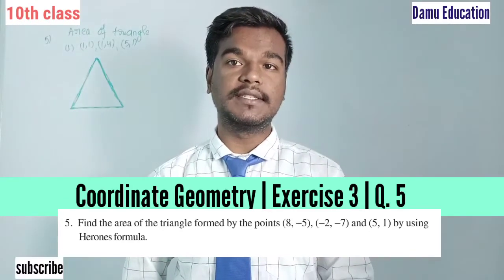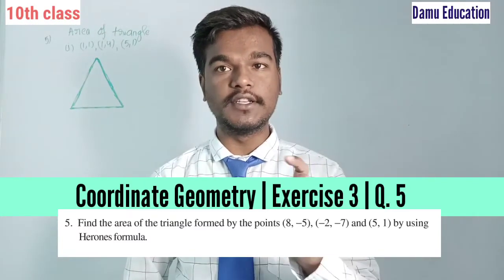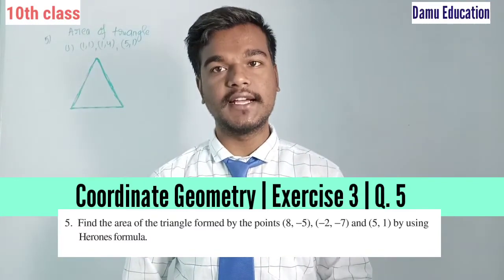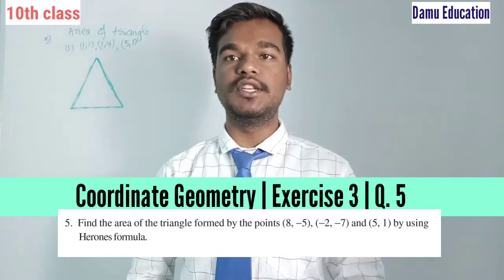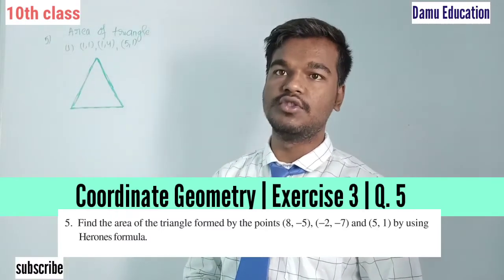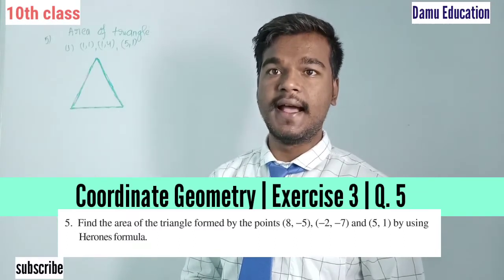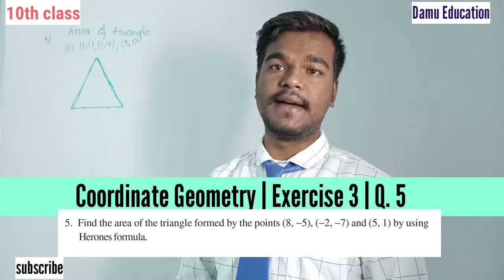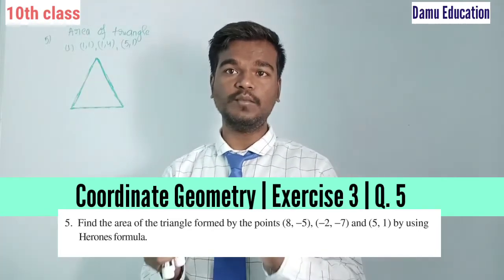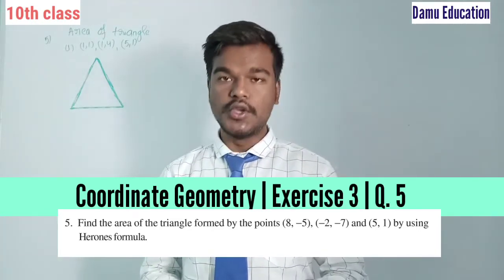Semi-perimeter is nothing but half of the total perimeter of the triangle. So we calculate half of the perimeter, and that is called the semi-perimeter. We denote it with capital S, and we are going to use the square root of S into S minus A into S minus B into S minus C. This formula we are going to use here.